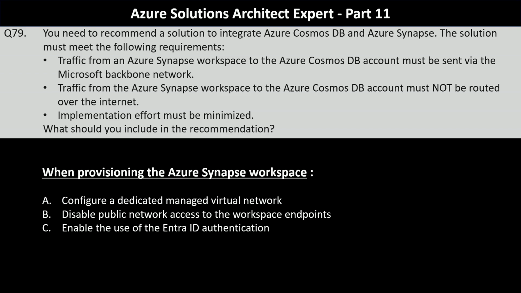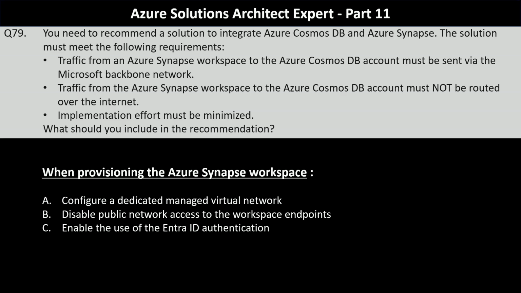You need to recommend a solution to integrate Azure Cosmos DB and Azure Synapse. The solution must meet the following requirements. Traffic from an Azure Synapse workspace to the Azure Cosmos DB account must be sent via the Microsoft backbone network. Traffic from the Azure Synapse workspace to the Azure Cosmos DB account must not be routed over the internet. Implementation effort must be minimized. What should you include in the recommendation?